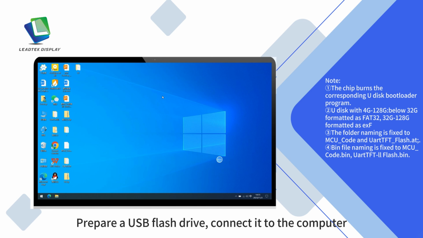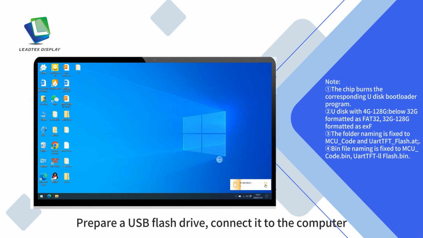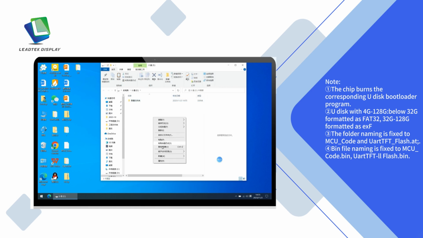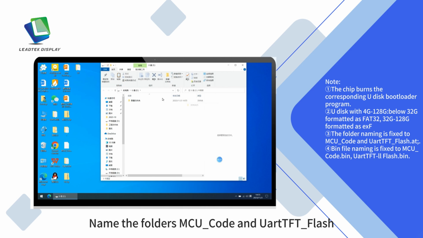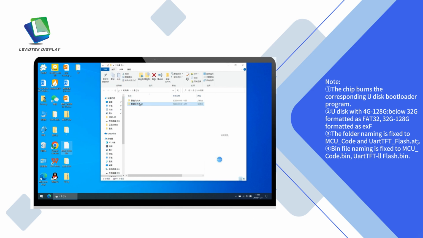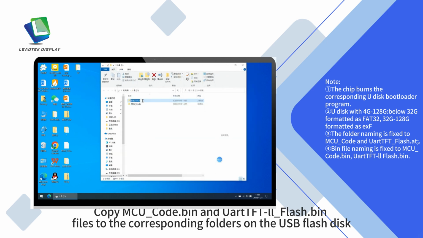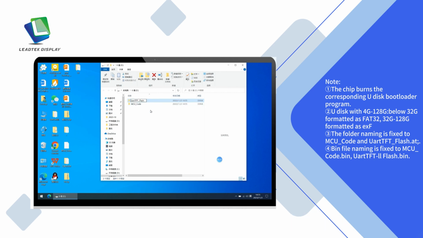Prepare a USB flash drive, connect it to the computer, and create 2 blank folders inside the USB flash drive. Name the folders MCU code and UART TFT flash. Copy the MCU code bin and UART TFT2 flash bin files to the corresponding folders on the USB flash disk.